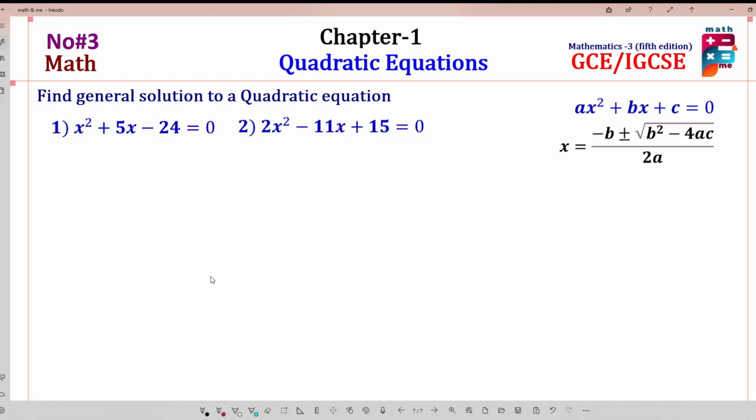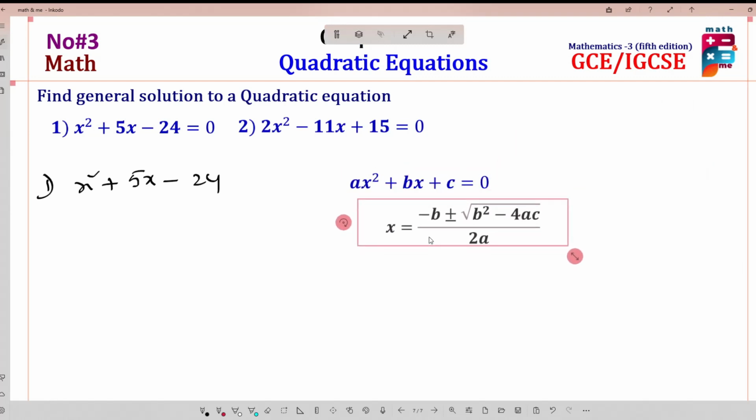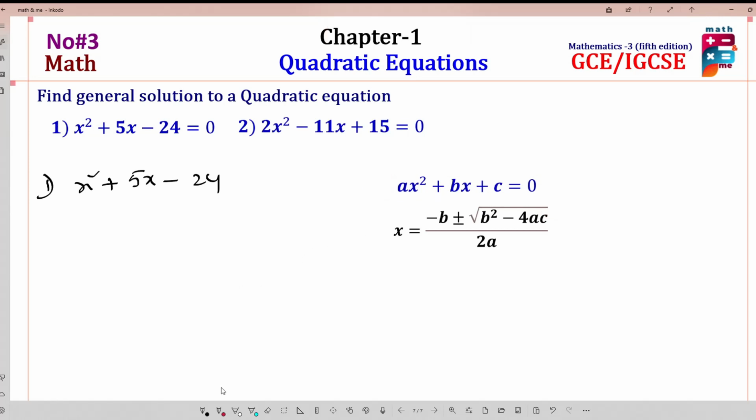Find the general solution to a quadratic equation. Number 1: x squared plus 5x minus 24. We follow this equation. Here, a means 1 because the x squared coefficient is 1. Then b is 5. Then c is minus 24.